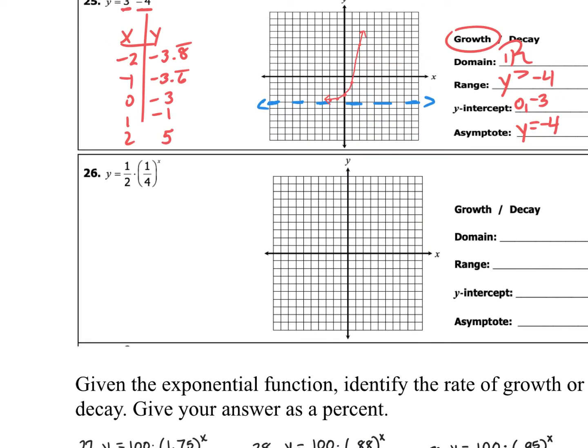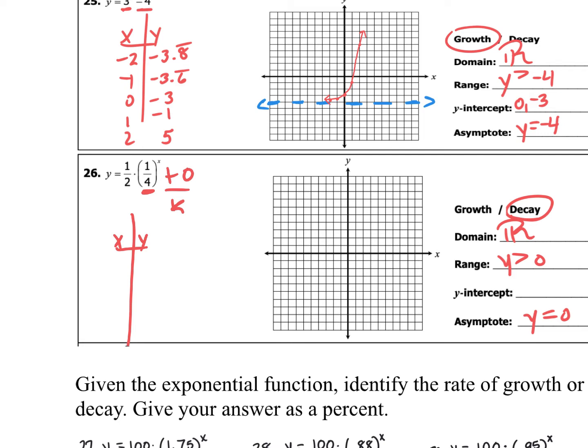Number 26, look at the equation. It's 1/4 being raised to the x power. That's decay. Domain is all real numbers. There's no k, so remember, if there's no k, k is 0. y is greater than 0, y equals 0. Now let's go find the y-intercept and our 5 points.